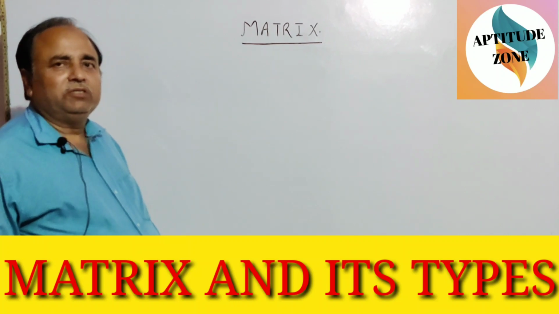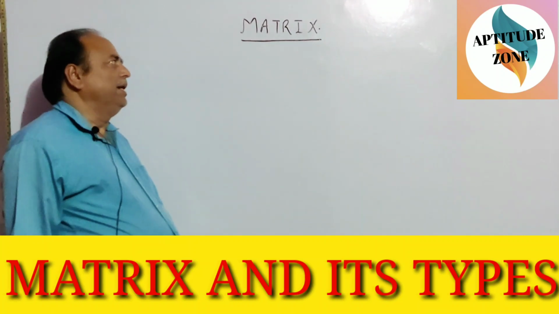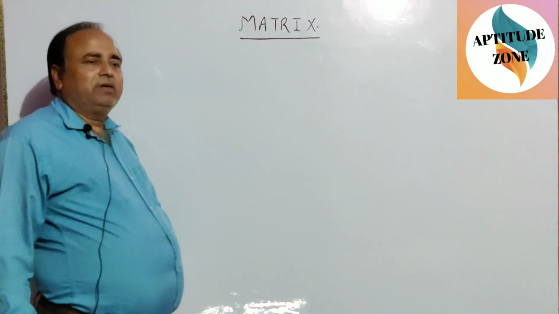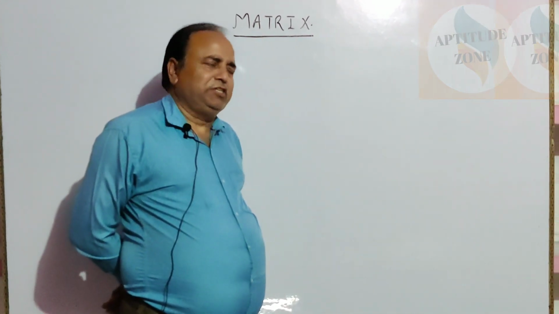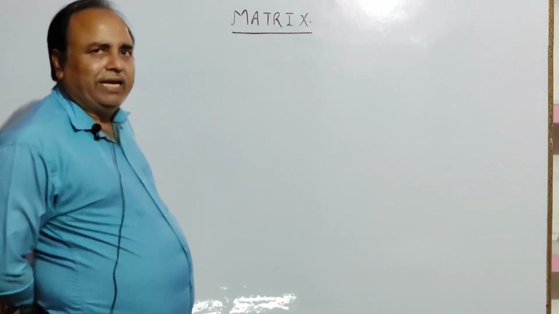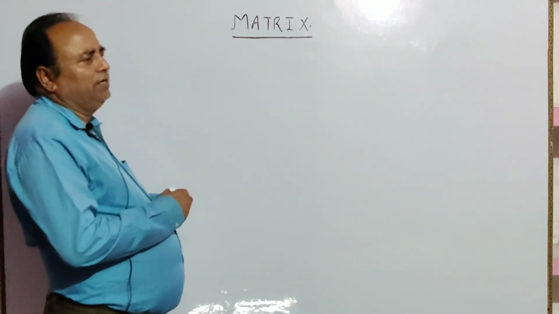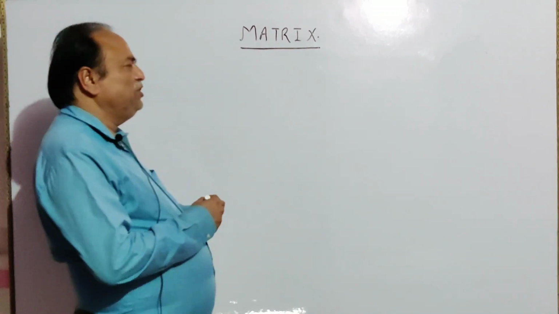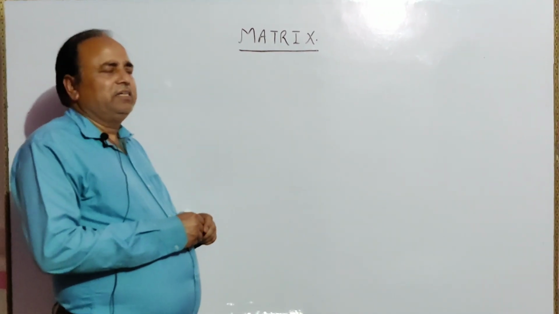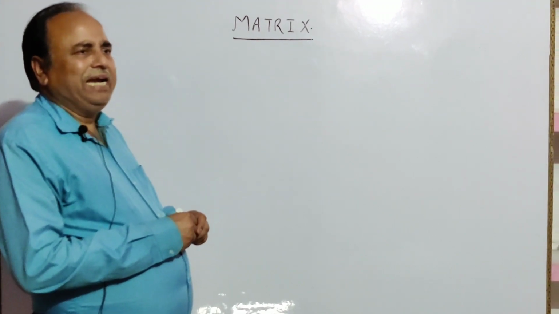Today I am going to tell you regarding matrix. Matrix is a singular word. Its plural is matrices, M-A-T-R-I-C-E-S. Matrices is plural. This term was first coined by an English mathematician, James Russell, in the 19th century.